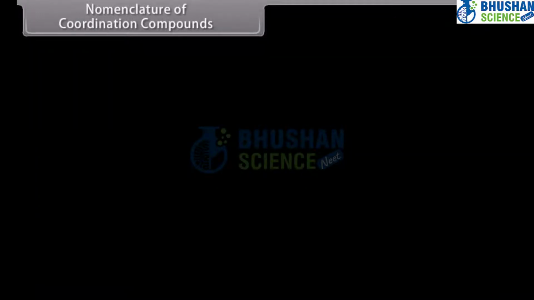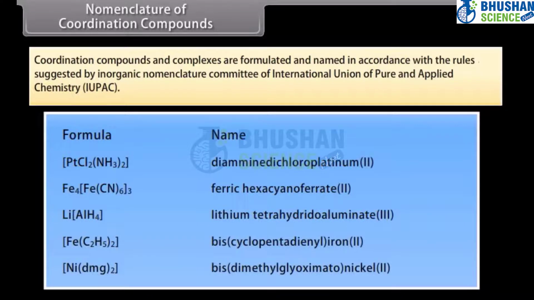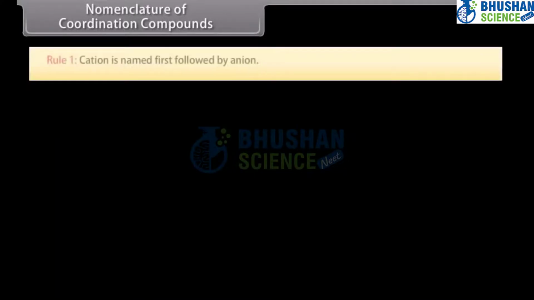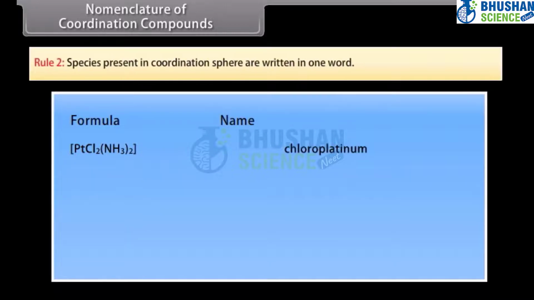Nomenclature of coordination compounds. Coordination compounds and complexes are formulated and named in accordance with the rules suggested by the Inorganic Nomenclature Committee of the International Union of Pure and Applied Chemistry. Rule 1. Cation is named first, followed by anion. Rule 2. Species present in coordination sphere are written in one word.